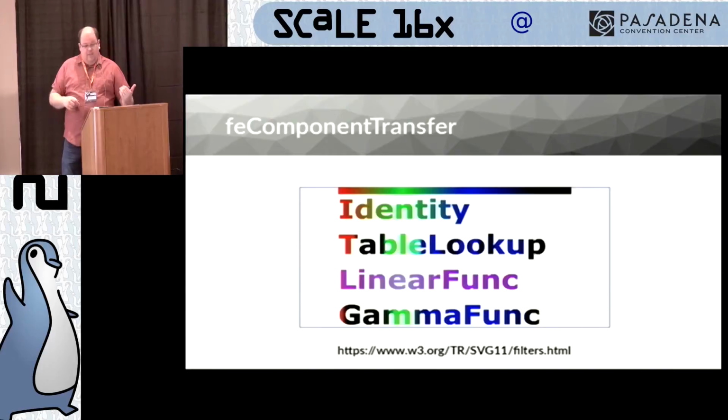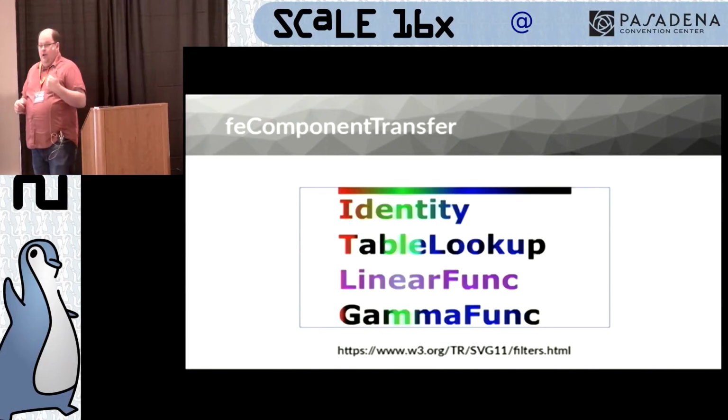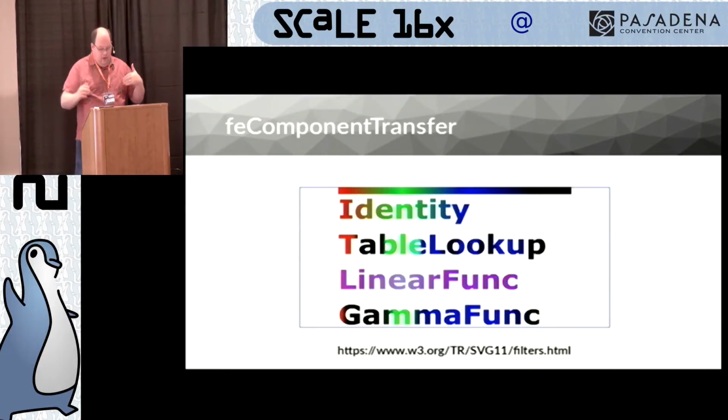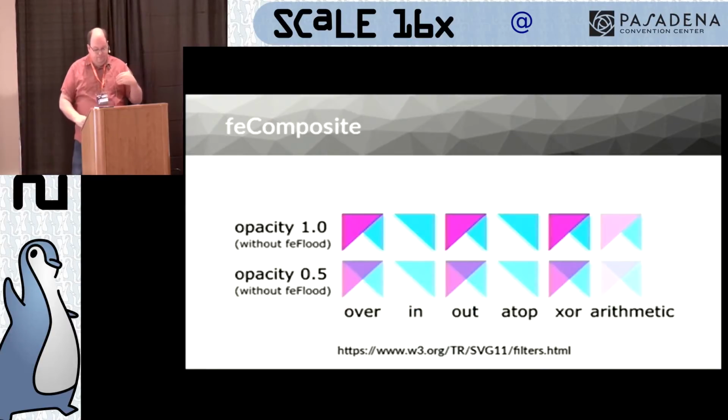Component transfer is the same. It allows you to do basically color mapping, but you define a function, like a programmable function, for how the color mapping goes across. You can do table lookups, linear functions, gamma. You can do curves, all kinds of fun stuff like that.